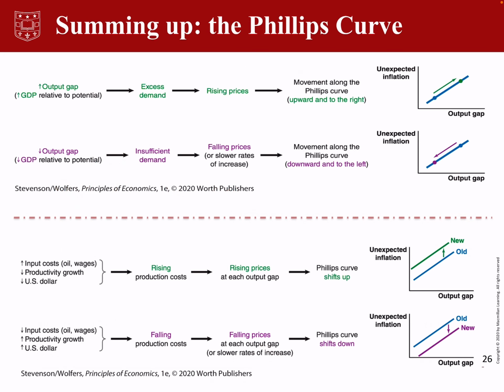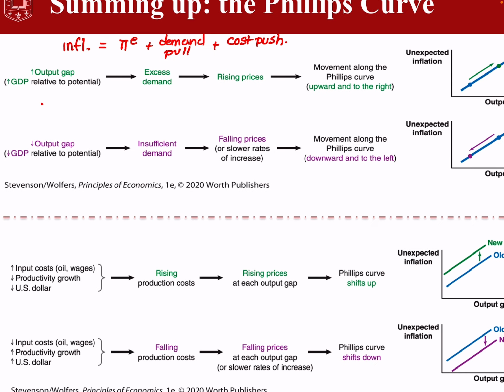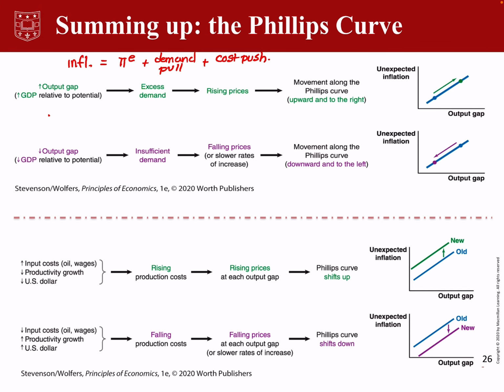So, to sum up, what we have seen is that if we were going to describe inflation, again, the actual rate of inflation is going to be what is expected plus any demand pull inflation plus any cost push inflation. And so, what causes demand pull inflation? Demand pull inflation is a reflection of things happening in the output gap. Excess demand is leading to rising prices. And the way in which we're going to depict this is to look at movements along the Phillips curve.